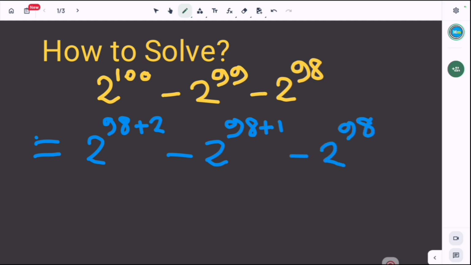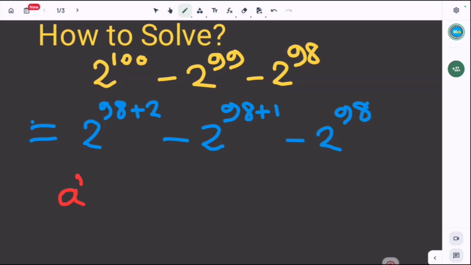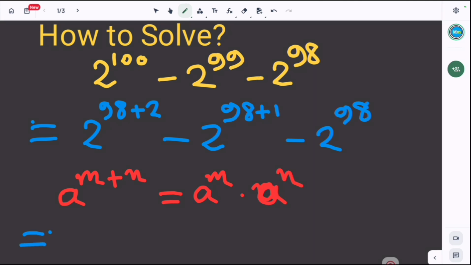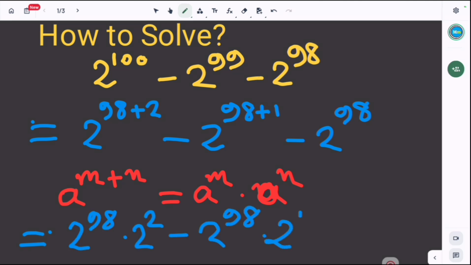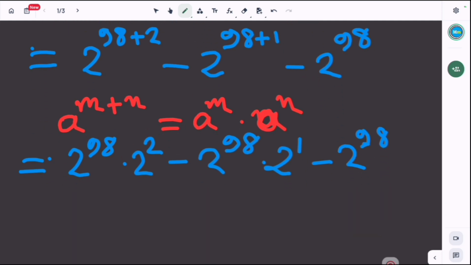And we know the formula a to the power m plus n equals a to the power m into a to the power n. So from this formula we can write that 2 to the power 98 into 2 to the power 2, minus 2 to the power 98 into 2 to the power 1, minus 2 to the power 98. Okay, then taking 2 to the power 98 common.